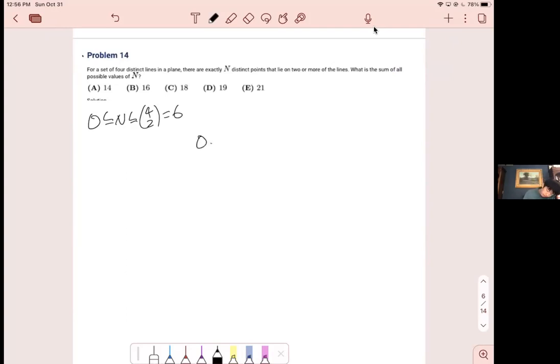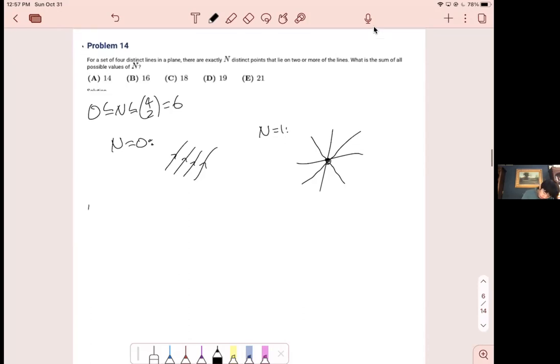So 0, we can pull that off: 4 parallel lines. It doesn't really matter though, because it doesn't contribute to the sum, but it's there for completeness. N equals 1 is pretty easy too. You just have them all intersect at one point and they won't intersect anywhere else. N equals 2 is tricky. So you should probably try to figure out if you can do it.